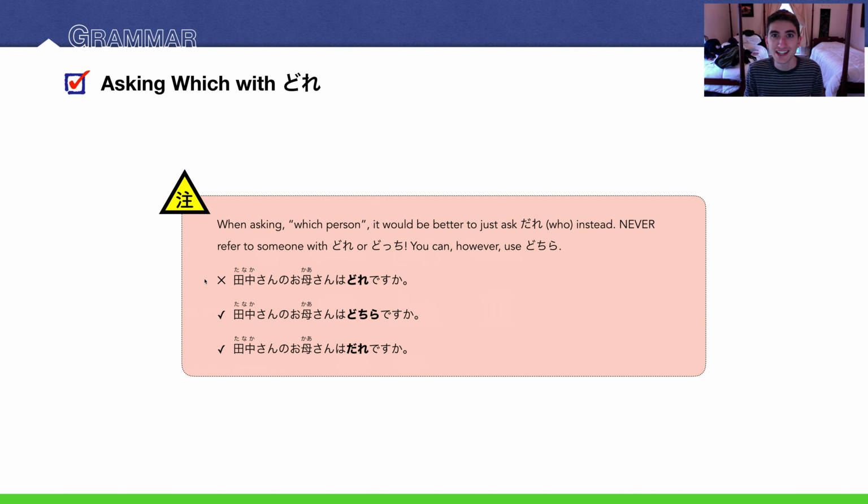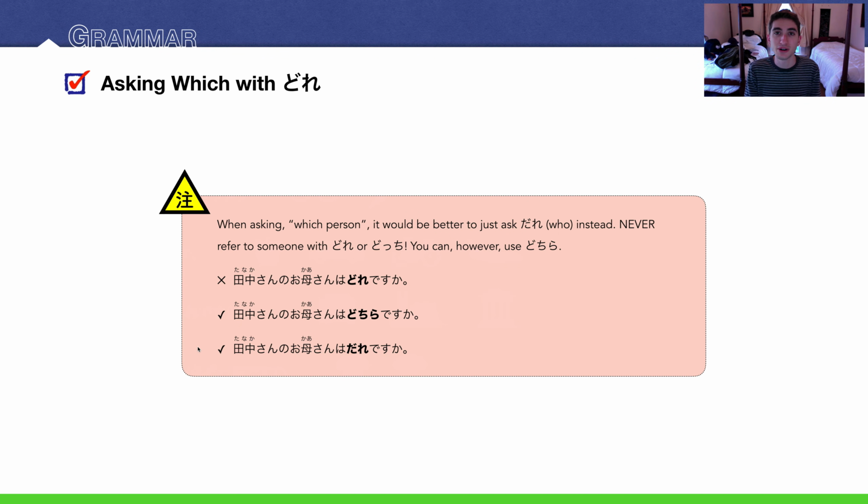No. You want to say, "Tanaka's mom is which person," or "which one is Tanaka's mom," right? Do not use this first sentence, please. It's rude. The second one you can use. Tanaka-san no okaa-san wa dochira desu ka? It's polite, all right?